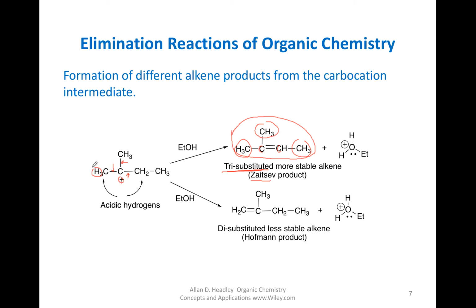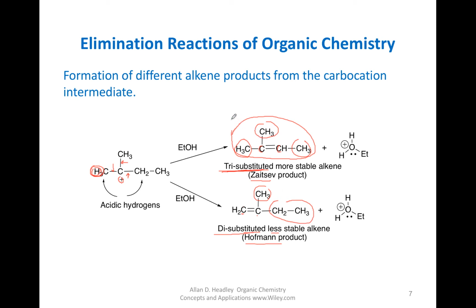If we pull off this hydrogen, or one of these hydrogens here, to form the double bond, here are the 2 carbons of the double bond. It has 1 and 2 alkyl groups. Notice these are hydrogens, so they're not considered alkyl groups. So we have two alkyl groups, therefore it is a di-substituted double bond, and therefore less stable than a tri-substituted alkene. We refer to this as the Hofmann product, as we showed in the last lecture.